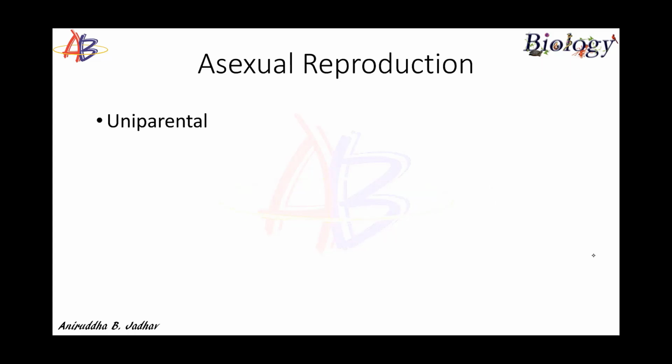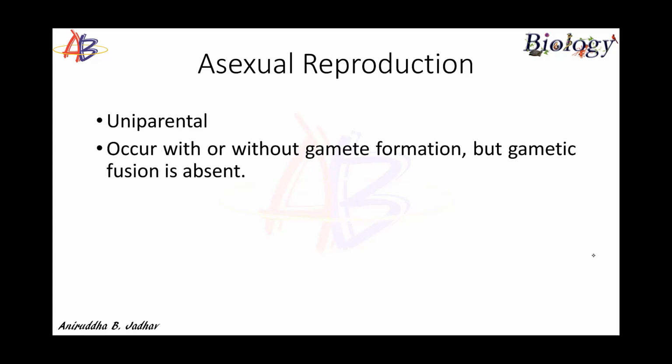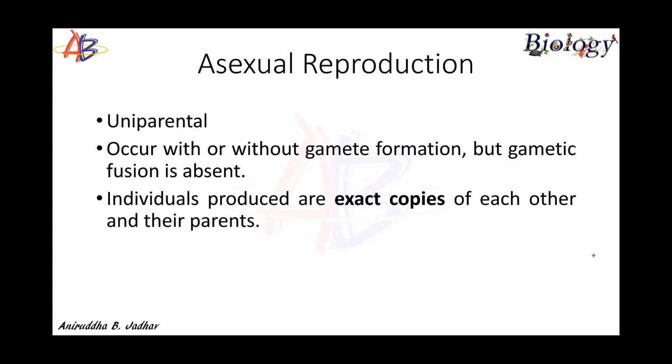So a quick review of the characteristics we have learned so far. Asexual reproduction is always uniparental. It occurs with or without gamete formation, but whenever gametes are involved, there is no fertilization. So gamete fusion is absent. The individuals produced by asexual reproduction are exact, identical copies of each other, as well as identical copies of their parents. It is because mitotic cell division is followed during asexual reproduction, and that's why there is no genetic variation.